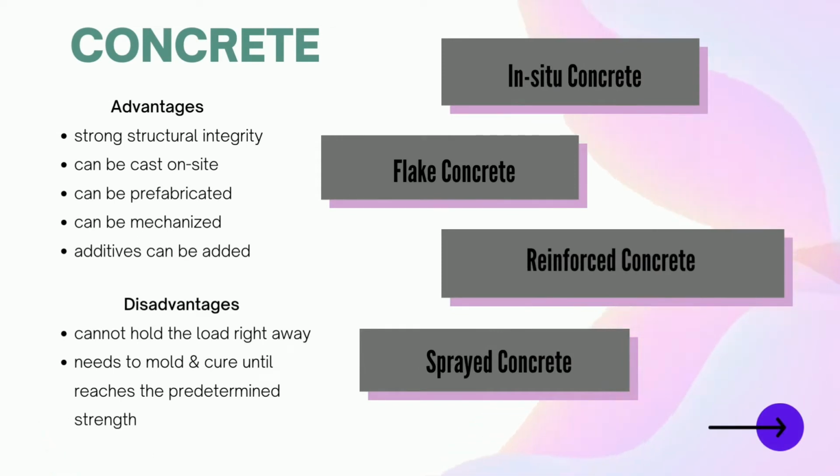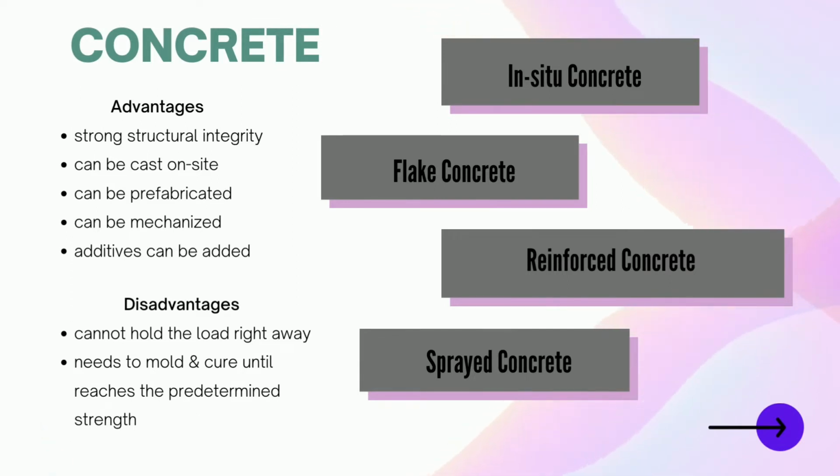The second one we have is concrete. Concrete has been widely used in the construction industry due to the advantages it has. For instance, strong structural integrity, it can be cast on site, can be prefabricated, and can be mechanized, lessening the amount of manpower needed. So it's very flexible, but concrete also has disadvantages, like it cannot hold the load right away. I mean, it needs to be molded and cured until it reaches the predetermined strength. Only then can it function.